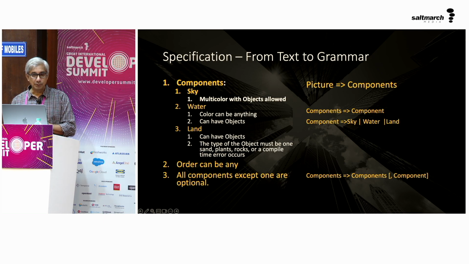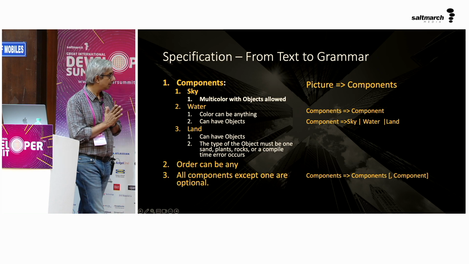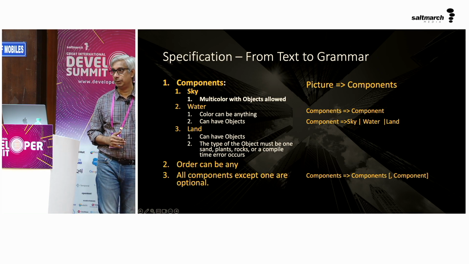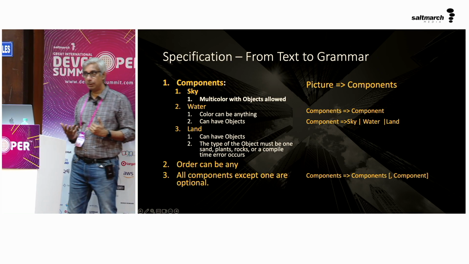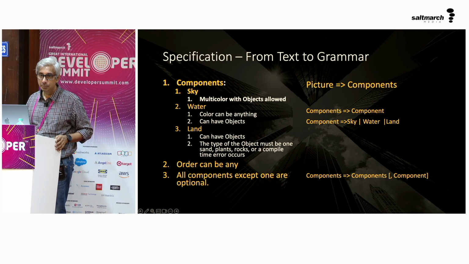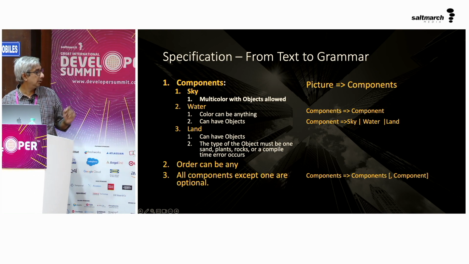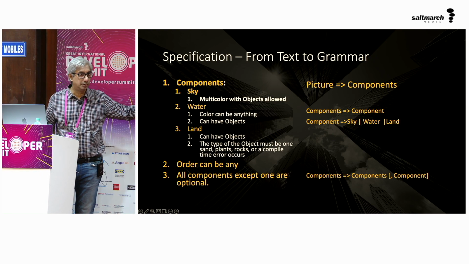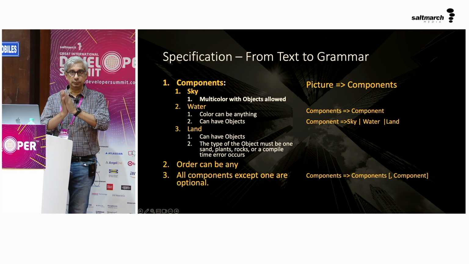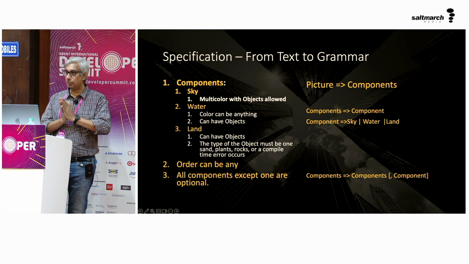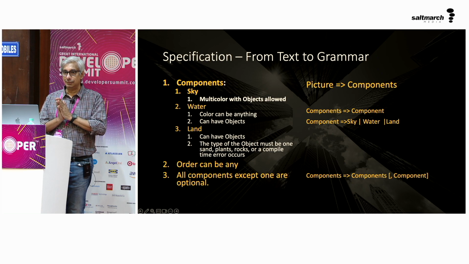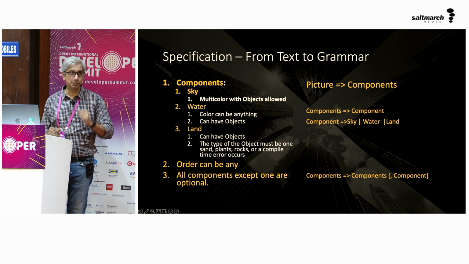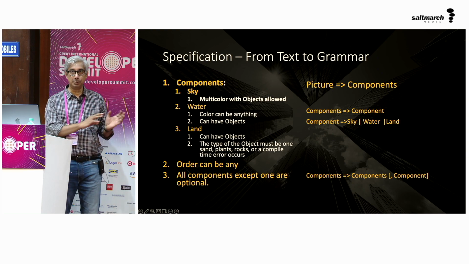Now, we talked about the text so far, but that's all English. How do we translate that into something more formal, which we can program? That's how we have the grammar part, where we say a picture consists of components. How many of you have done automata theory? Okay, cool, at least a lot of people have. So it's like the production, right?